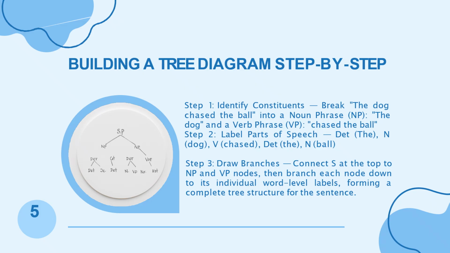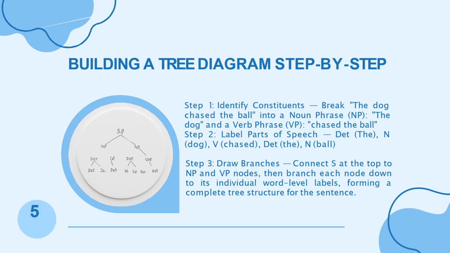Step 3. Draw branches. Start with S at the top. Split it into noun phrase and verb phrase. Then divide each phrase into smaller categories until individual words appear. This process reveals the internal structure of a sentence.